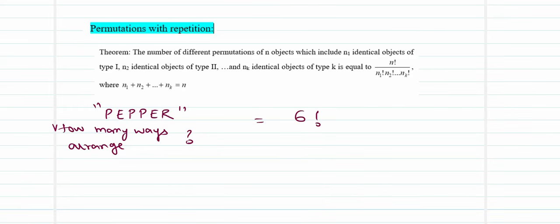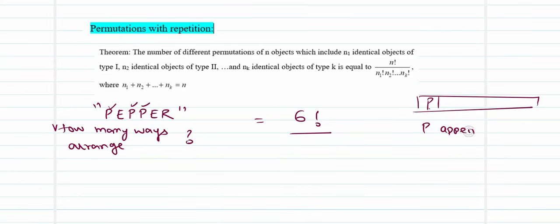But I notice that out of these elements, there is going to be repetition of the letter P. So if I am going to fill this with the first element P, this P can be any one of these 3 elements. So that has to be eliminated from the total evaluation. The number of times P appears is 3 times, so I divide it by 3 factorial.